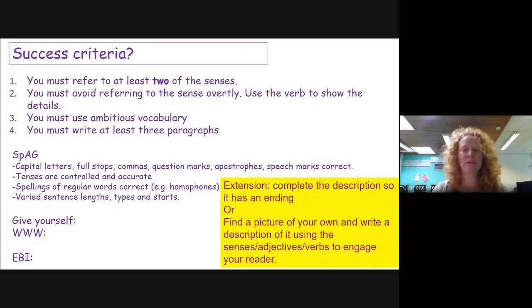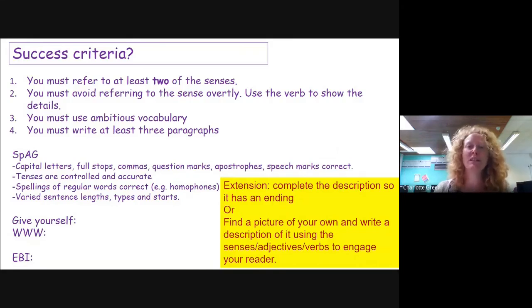Our success criteria for today was to try and refer to at least 2 of the senses, to try and avoid referring to the sense overtly, so I can see, I can hear, I can smell, but instead using the other words such as the verbs in the sentence to show us which sense you're talking about. Ideally, you will have used some ambitious and interesting vocabulary, and that you will have hopefully had a go at organising your text into paragraphs. And we're looking for about 3 paragraphs.